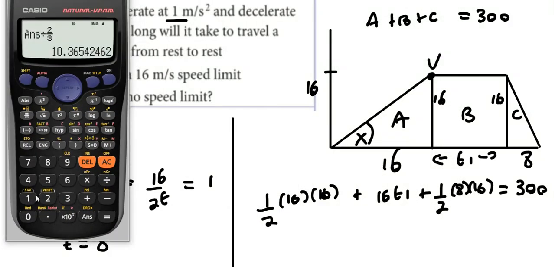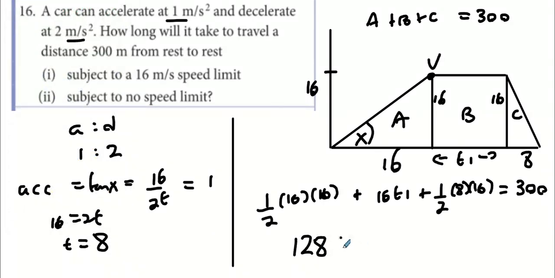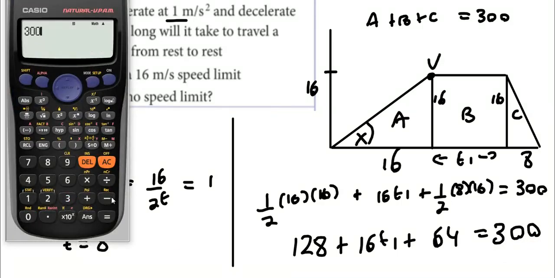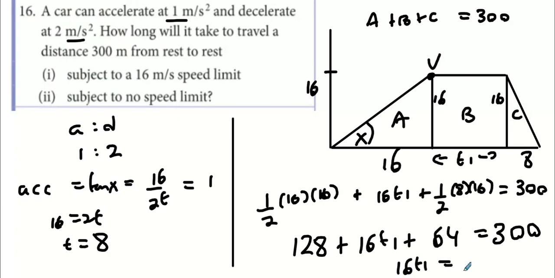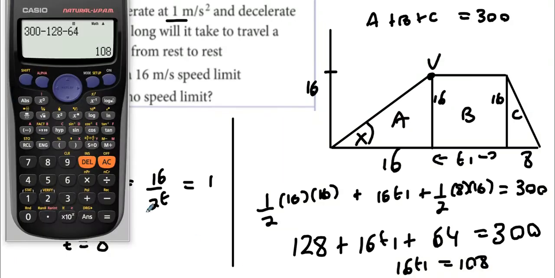So, 16 multiplied by 16, divided by 2, 128, plus 16t1, plus 64, is 300. 300, take away 128, take away 64, 108. 16t1 equals 108. 108 divided by 16. t1 equals 6.75 seconds.